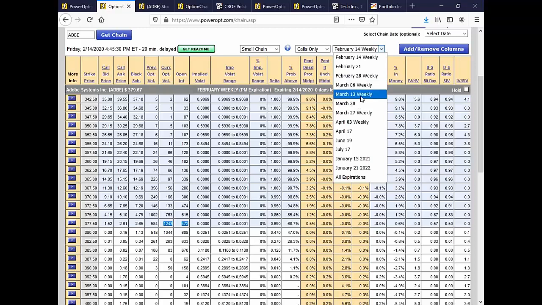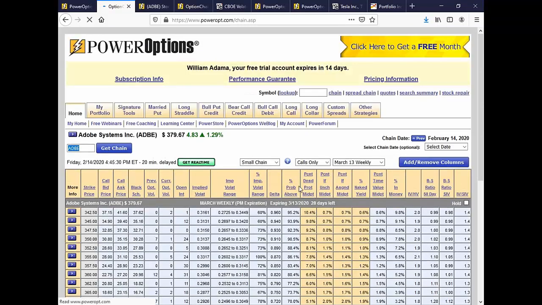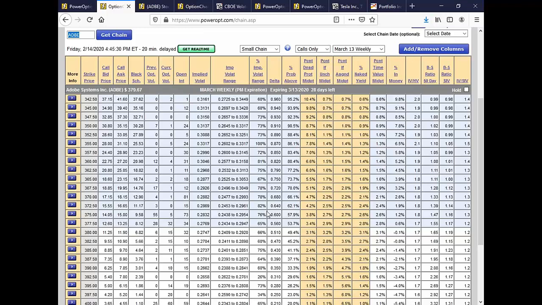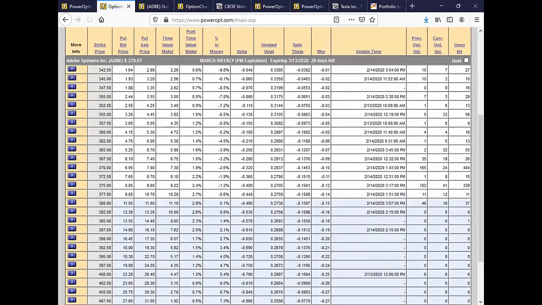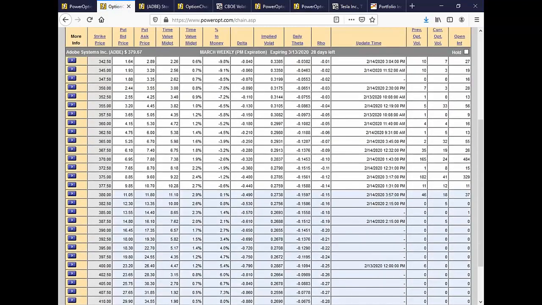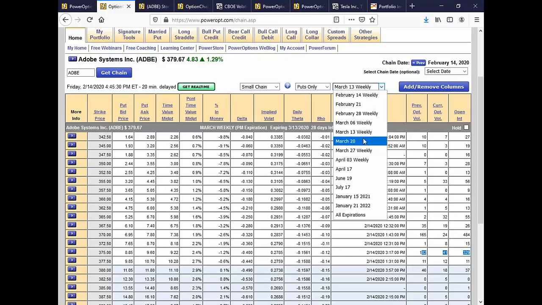Oh, we know the earnings are the 12th to 13th, so let's take a look at March 13th. Wow. There's like no open interest in those calls the day after earnings. What about the puts? Where's my open interest? There's not much there. Okay, everyone's trading shorter term, or maybe they're trading the week after. Let's take a look.